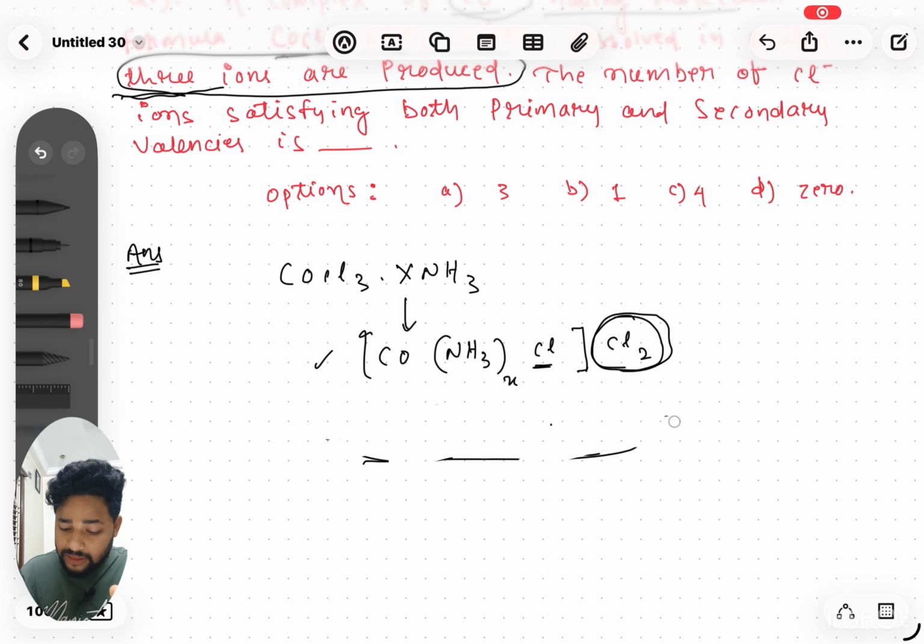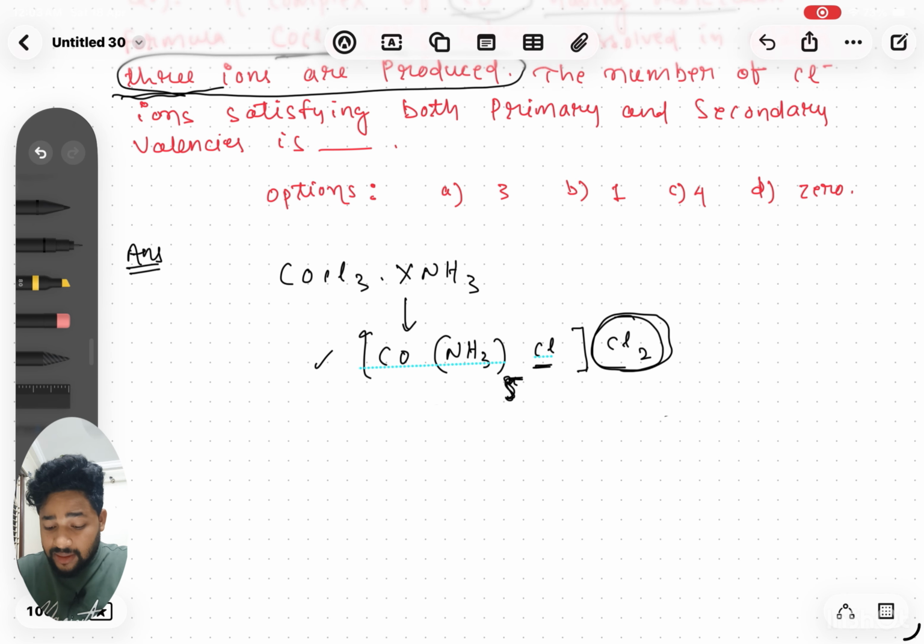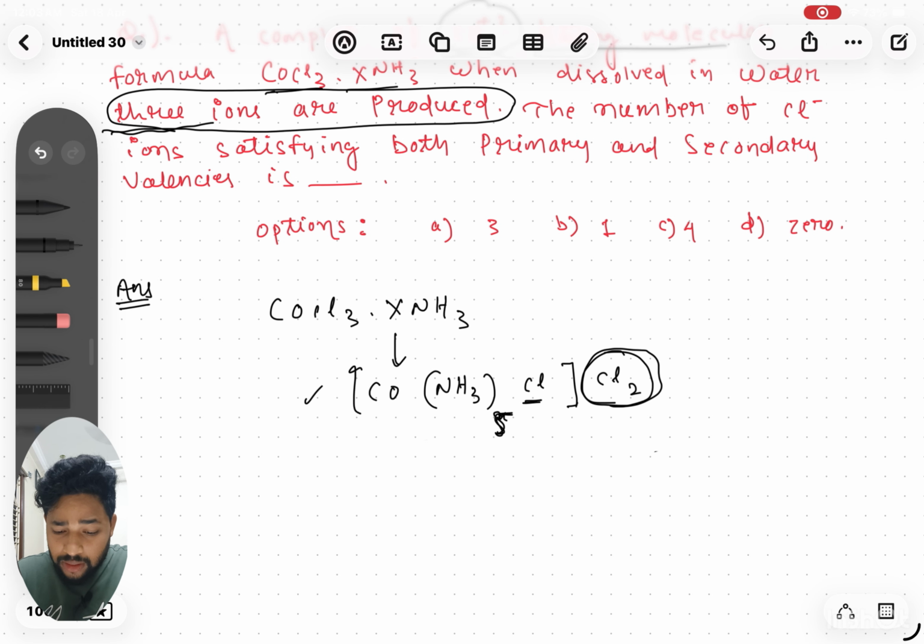Then in the cobalt plus 3 oxidation state, the coordination number you have to maintain is 6. That's why this x is nothing but 5. If x is 5, that means NH₃ 5 times and chlorine 1 time. So coordination number 6 is maintained, and now 2 chlorine are outside. Okay, so the question is the number of chloride ions satisfying both primary and secondary valency.